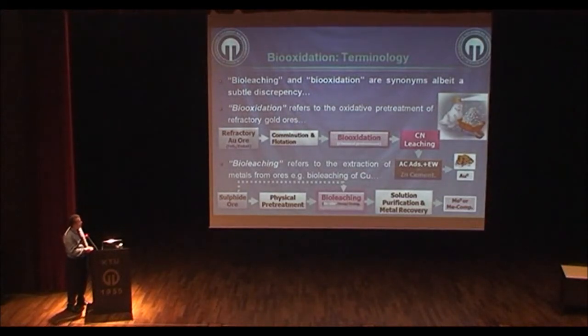Just to give some terminology, we use bioleaching and biooxidation interchangeably. They are actually synonymous, but there's a subtle difference between them. Biooxidation often refers to the oxidative pretreatment of refractory gold ores, so it is used as a pretreatment process. On the other hand, bioleaching refers to the extraction of metal directly from ores, concentrates, or other waste as well. So biooxidation in the case of refractory gold ores is used as a pretreatment process.